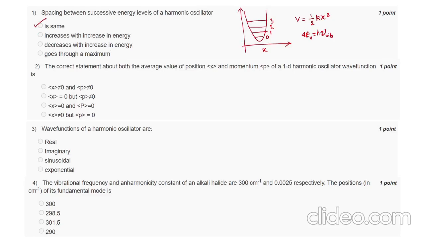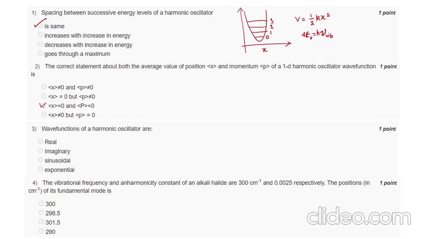Now the next question. The correct statement about both the average value of position and momentum p of a 1D harmonic oscillator wave function is what? If you remember the quantum mechanics, how to solve the Schrodinger equation and all, you will get to know that the average value of x can be zero, and the average value of p can be zero. Okay, so the third option is correct.